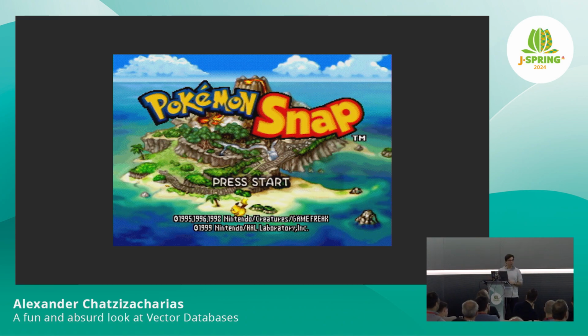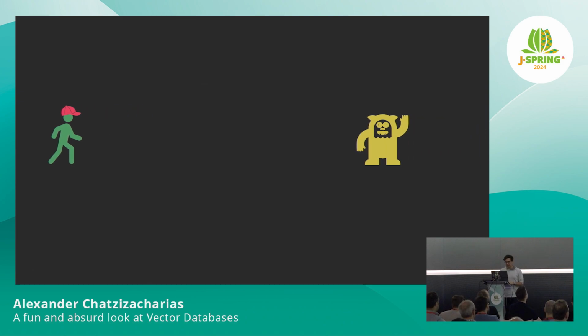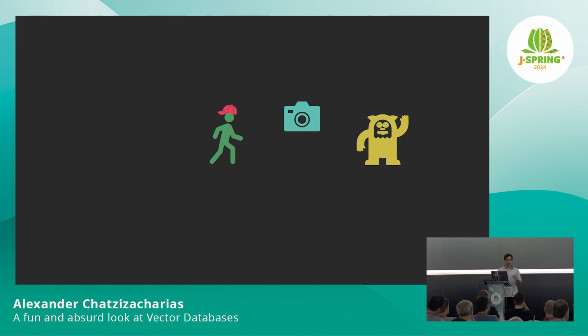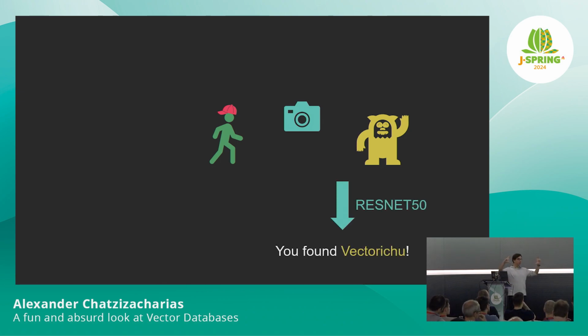So we're going to try to recreate this. We have Ash. He walks around in the forest. He sees a Pokemon. He flips his hat, because that is what Ash does. And then we're going to take a capture of our camera frustum, send that to the database, and try to find the Pokemon that we're looking at.